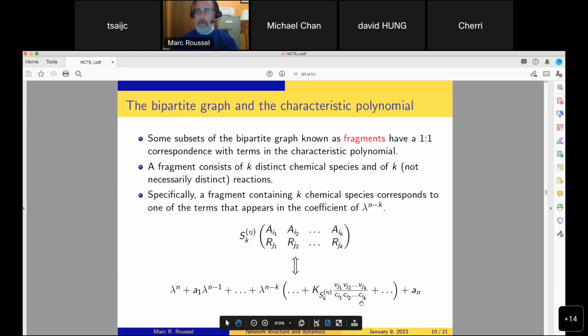in your characteristic polynomial. And then there's this coefficient, which I'm calling k_{k,η}. The little k denotes the order, so how many chemical species there are, and the η is just because there'll be a bunch of these in general, so you have to number them.